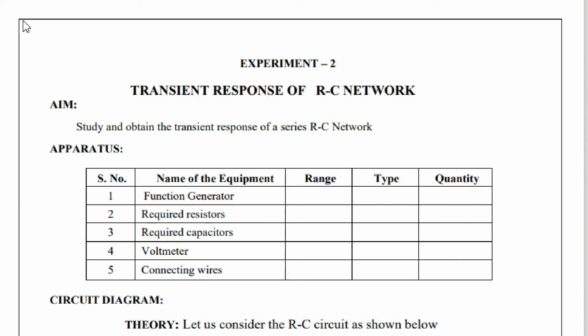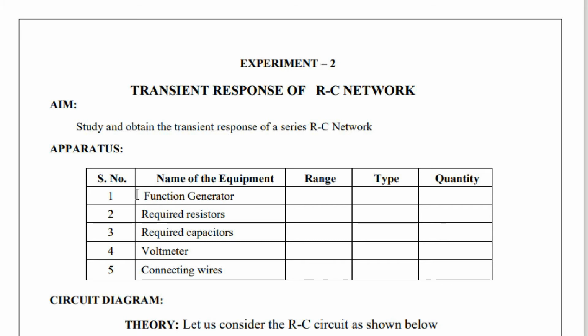Hello students. So let us see experiment number 2, that is transient response of RC network. This transient response is also called the natural response. It is the response of a system to a change from an equilibrium or steady state. The main aim of the experiment is to study and obtain the transient response of a series RC network.